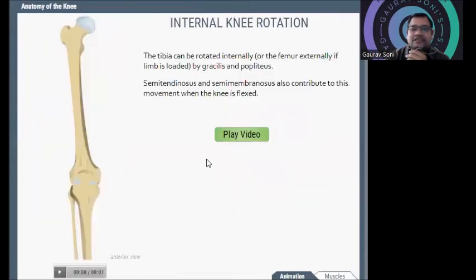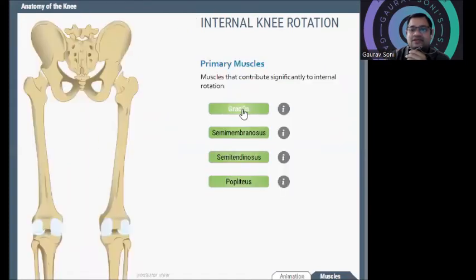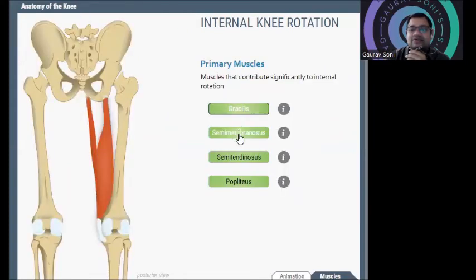Now coming to the knee rotation, the tibia can be rotated internally or femur externally if the limb is loaded with gracilis. Semitendinosus and semimembranosus are also going to be contributing to this movement when the knee is flexed. How is it going to happen? Like this. If you see, the motion will be like this on the internal side, the medial side. The muscles which are involved will be gracilis, semimembranosus, semitendinosus, and popliteus. These are the muscles which will be helping in the internal knee rotation.